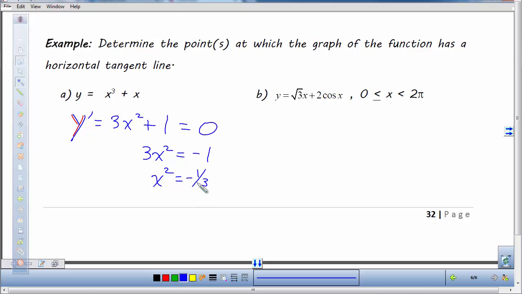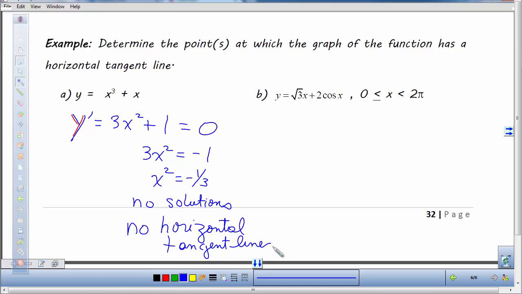So according to this, what would you say? Are there any solutions for x? No. Right, there are no solutions. So there are no points where we would have a horizontal tangent line. And that's because if you take the square root of that, it's negative. That's right. Now let's see how that matches up with the graph.